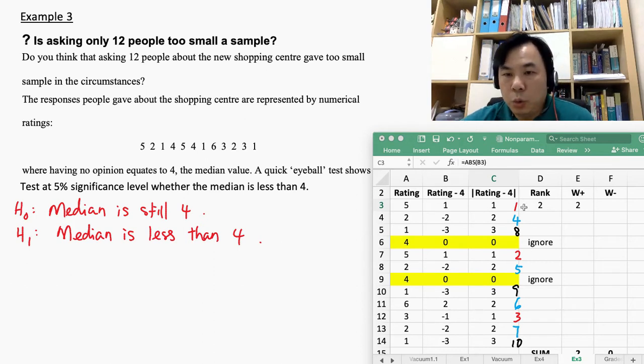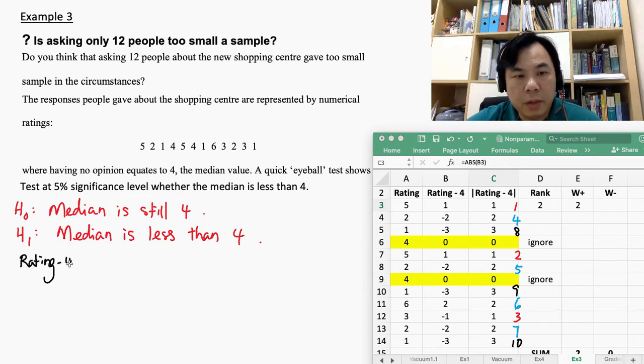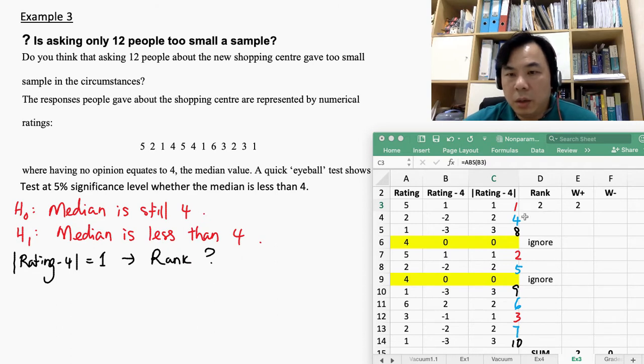Now you notice that there are 3 entries with an absolute deviation of 1. So how can I determine their ranking? For a rating where rating minus 4, in absolute value, equals 1 here, I'll try to determine the ranking for this. How to do that? All I need to do is take 1, because it has rankings 1, 2, and 3.